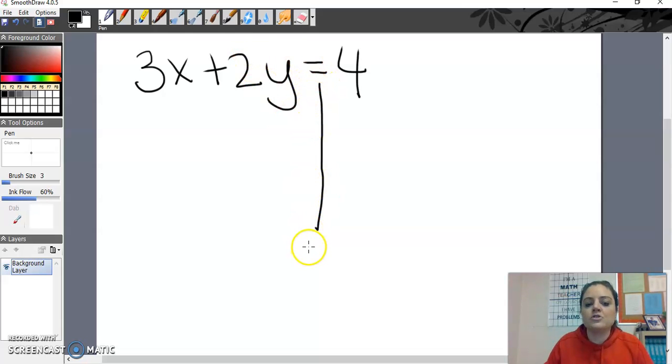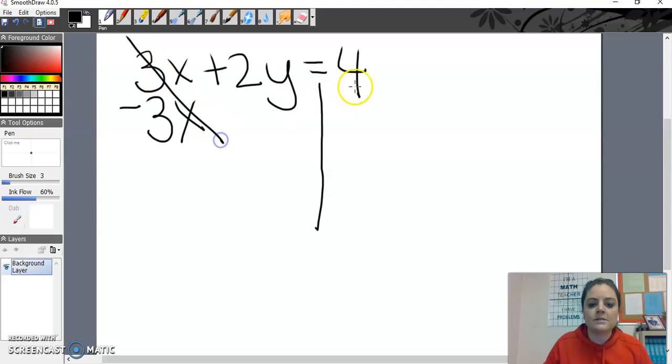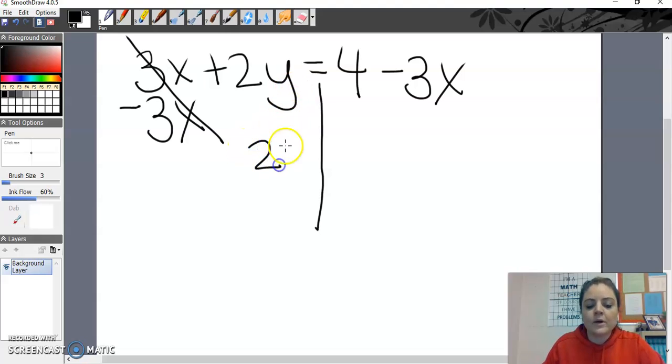So you're going to go ahead and draw your line. We want to work away from the y. So somehow we need to get rid of this 3x. If it's a positive 3x, we minus 3x from both sides of our equation. So we're going to write 2y equals 4 minus 3x.